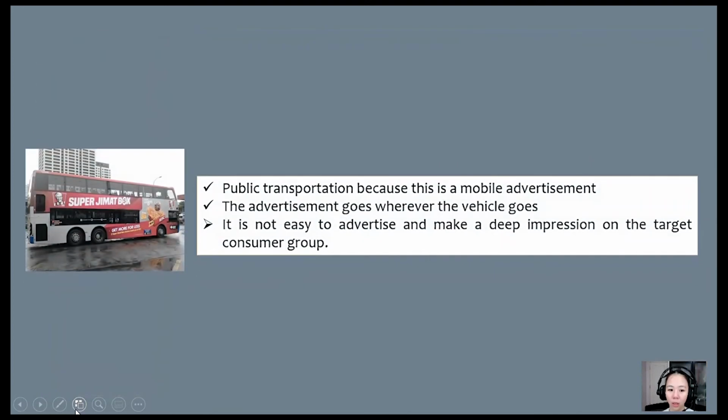The last part will be public transportation. In addition to the electronic media, we will also post advertisements on public transportation, because this is a mobile advertisement. The advertisement goes wherever the vehicle goes. But it is not easy to make a deep impression on the target consumer group.